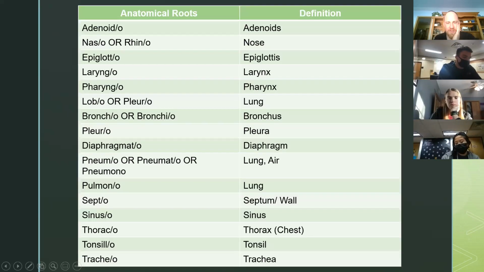Okay, friends, all the terms. As I said, there's a lot of terms here. We're going to be covering things all the way from the top, from the nose, all the way down to the diaphragm.